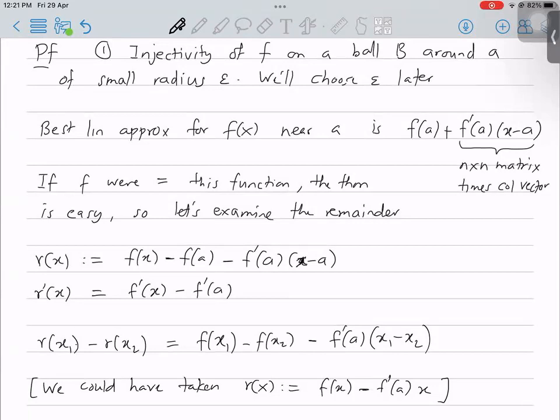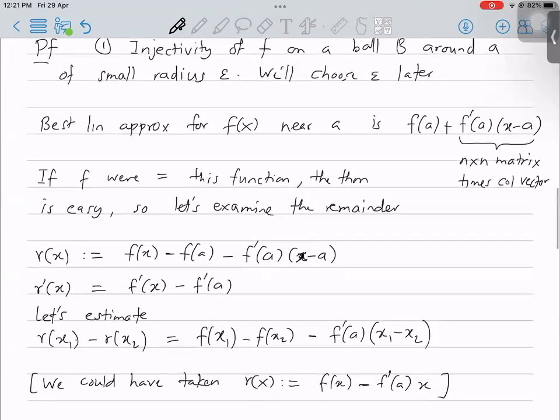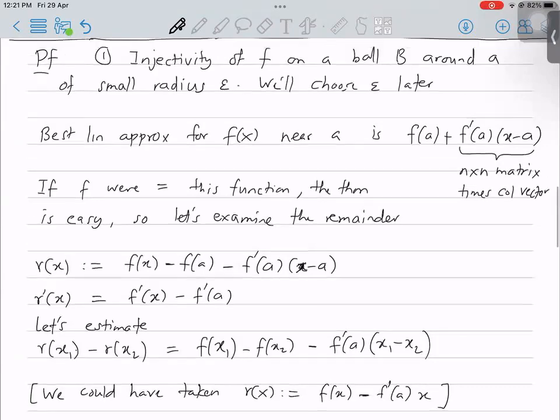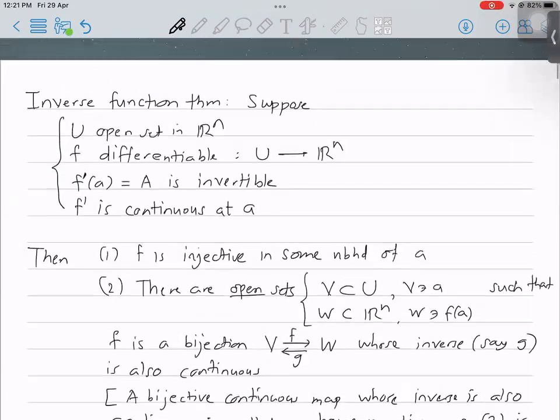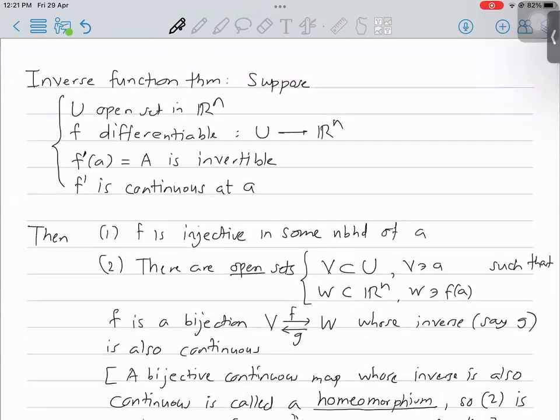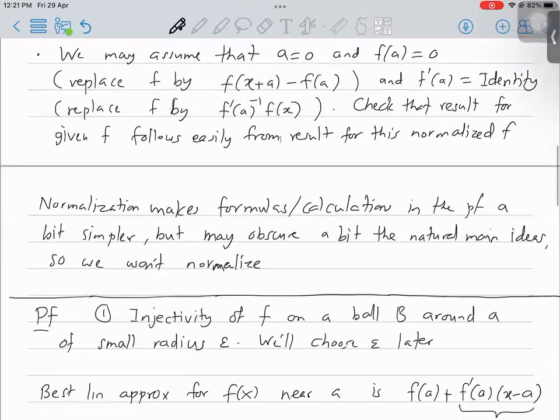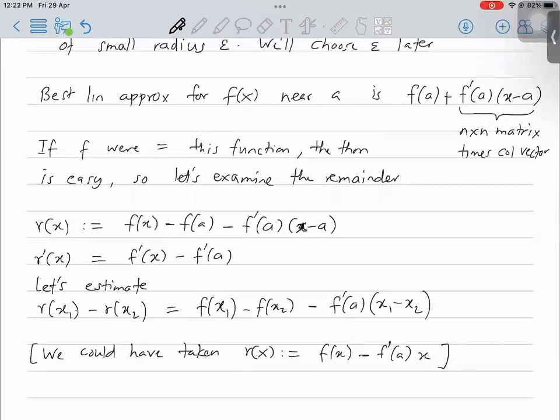So what I want to do is estimate this quantity. Here is the first crucial thing. We are going to do a crucial calculation. What I want to draw your attention to is the fact that f prime is a continuous function at a. That means if I am in some small neighborhood around a, then the difference between f prime of x and f prime of a, I can bound it. And I'm going to do that. So let us write this.